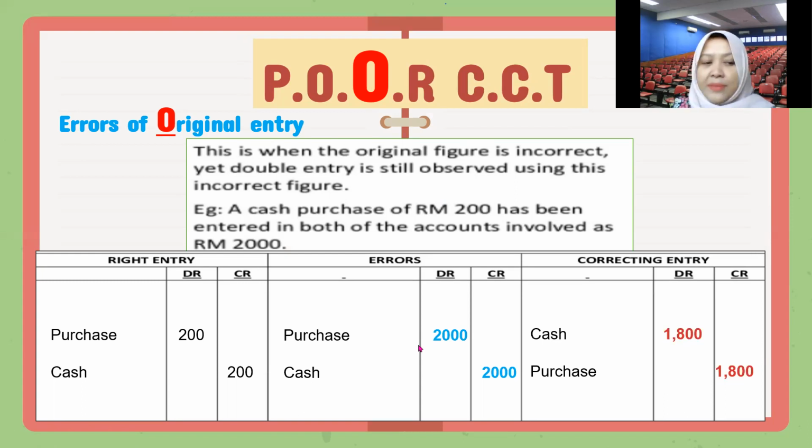Okay, so that will become the original 200. And also debit your cash. You have to debit 1,800 to subtract, to minus this 2,000. So your cash becomes back to 200. Okay, so this is for the excess.